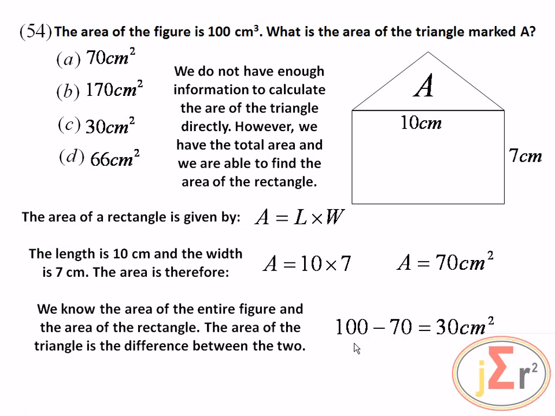Yes, Jerry, it is perfectly safe to put 100 without the centimeters squared here, and the 70 without the centimeters squared. We accept that in mathematical subjects. We are going to write the centimeters squared at the end, showing that we know what our units should be. The correct answer is option C.